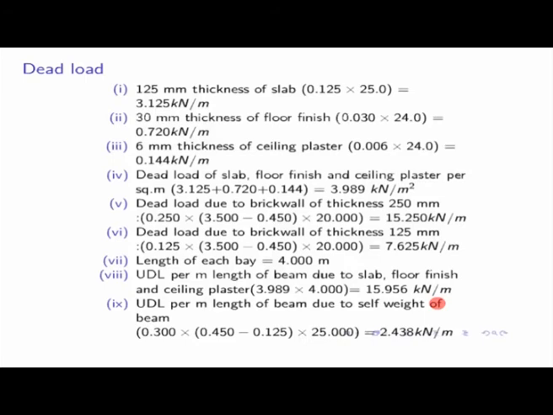You need not always go to the detailed calculation of things, but at least once you have to do your calculations so that you can get an idea where from you are getting what contribution of load. So here you are getting 15.956 kilonewton per meter from the slab, floor finish, ceiling plaster, and this one you are getting 2.438. That means one can take 3 kilonewton per meter for this, and 16 kilonewton per meter for that. If he goes further, he can go up to 20 kilonewton per meter.